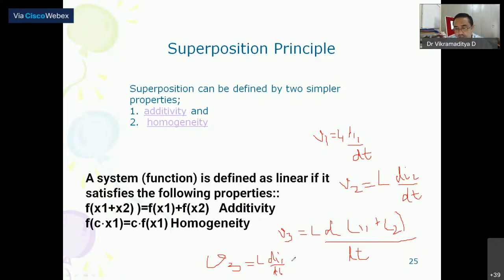plus again I will get the second term, L dI2 by dt. So what is L dI1 by dt? It is nothing but V1. And L dI2 by dt is nothing but V2. So I get V3 equal to V1 plus V2. So the inductor is obeying the principle of additivity.